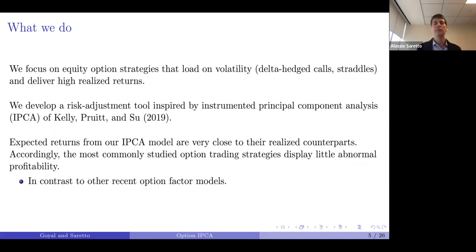What we're going to find is that the IPCA model produces expected returns that are very close to realized returns. So most of the option trading strategies are going to display much smaller profitability than what you see on paper, and most of them become largely insignificant. Now, since there are competitors, I'm going to claim that we do a much better job than other factor models for options. So what are the competitors?